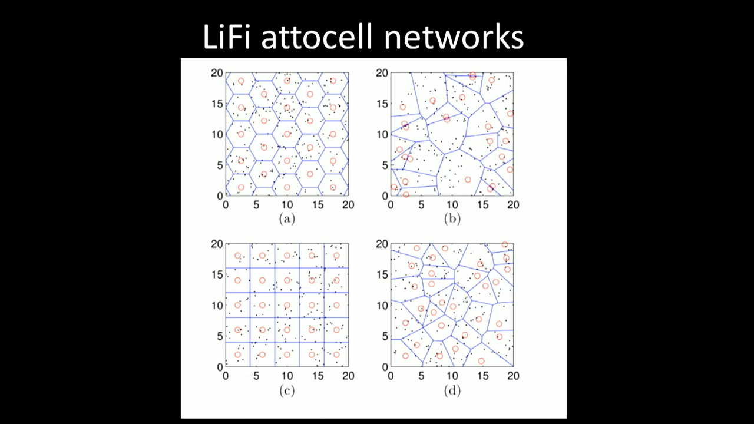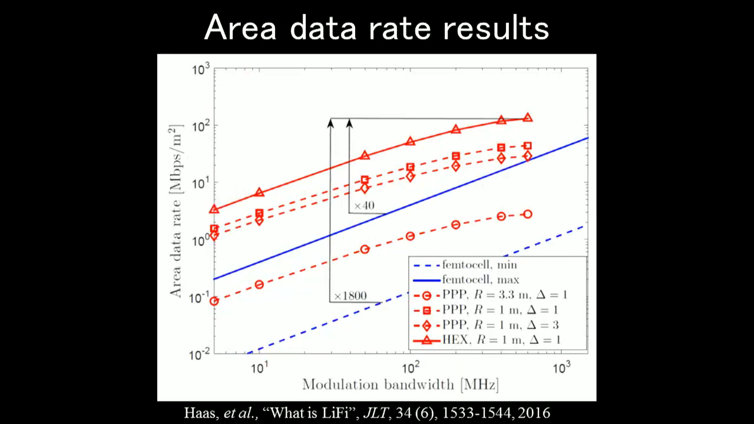The black dots are users, and the red circles are the access points. The question is how much interference you would get from neighboring lights, because every light would carry independent data. This interference would cause a reduction in the signal-to-noise ratio, or signal-to-interference-plus-noise ratio. That has to be quantified and characterized.